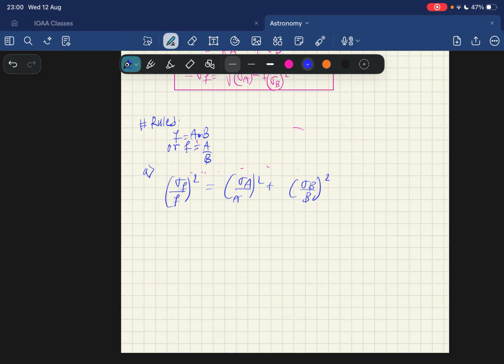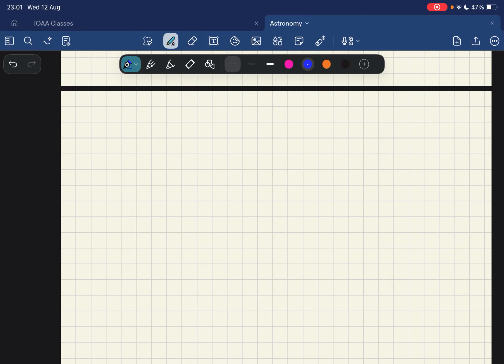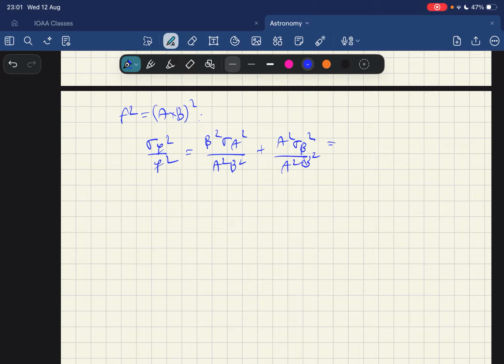For the derivation part, if you want the derivation, we have del f by del a as b, and del f by del b as a, keeping one constant. So we will have sigma f squared equals b squared sigma a squared plus a squared sigma b squared. And therefore, when we divide both sides by f squared, which equals a squared times b squared, we will get sigma f squared divided by f squared equals b squared sigma a squared divided by a squared b squared plus a squared sigma b squared divided by a squared b squared. So then we will get (sigma a divided by a) squared plus (sigma b divided by b) squared.